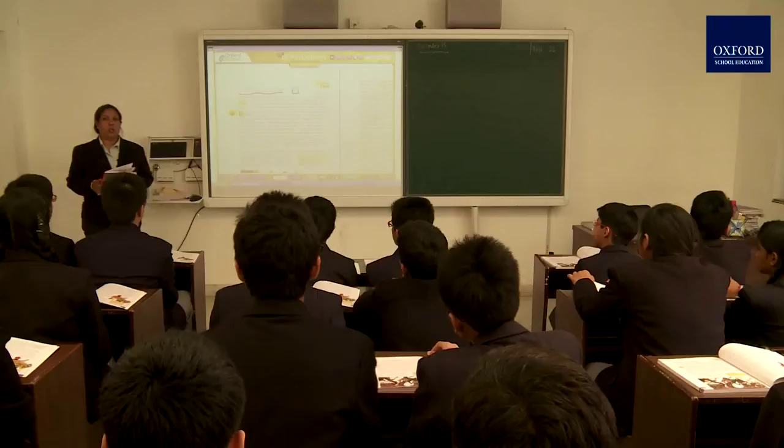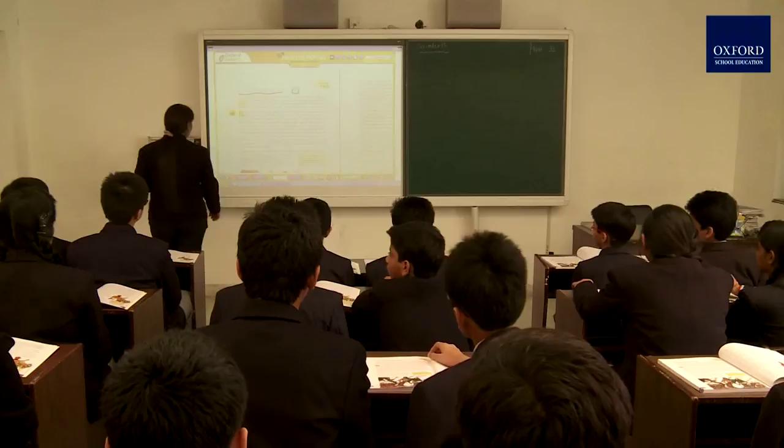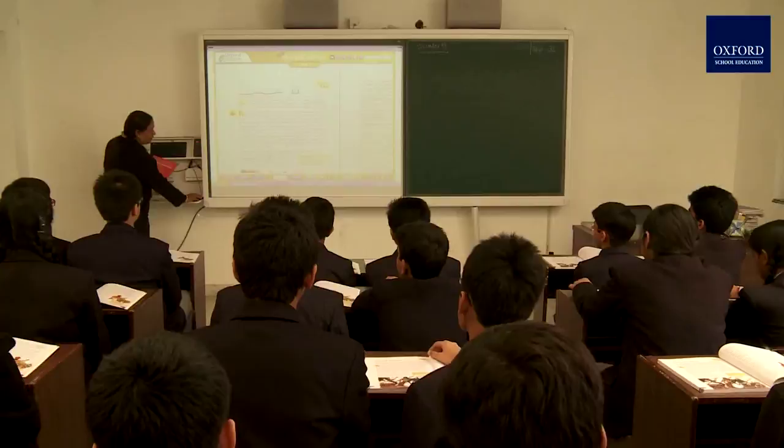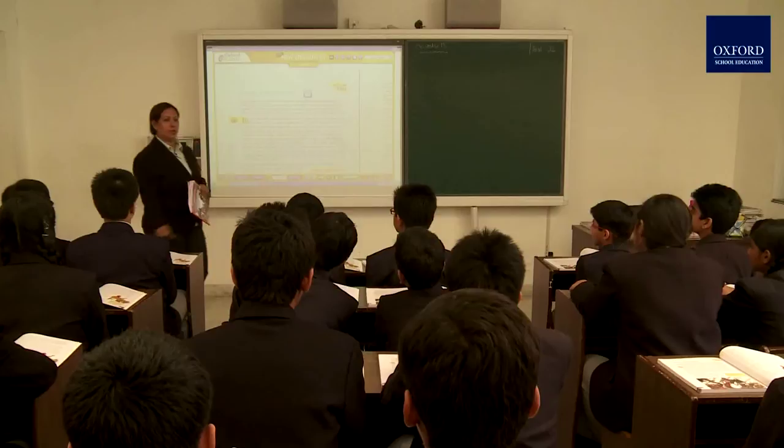Anybody can say who Ashoka was? Ashoka was a great Mauryan emperor of the 3rd century. Okay. Today I'll show you a PPT, and we can directly access the PPT from Oxford Educate itself. This shows the Mauryan emperor under Ashoka, and he ruled from the period 269 to 232 BC. Children, please close your books and let's listen to the audio rendering of the first paragraph.